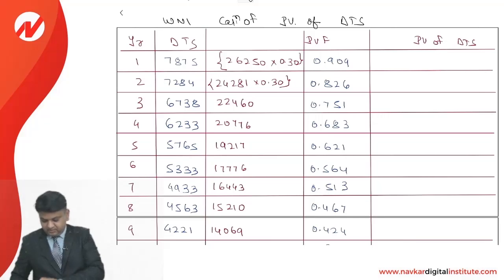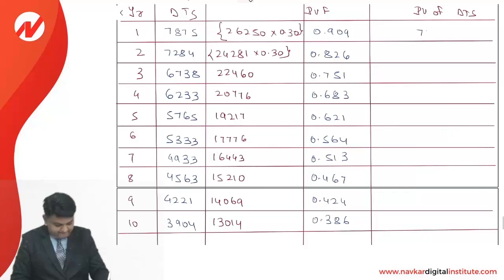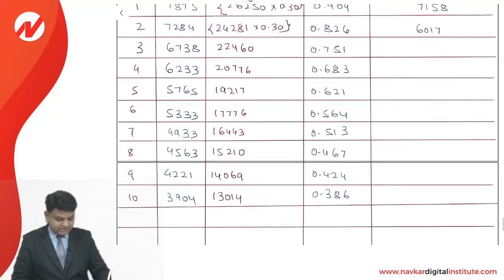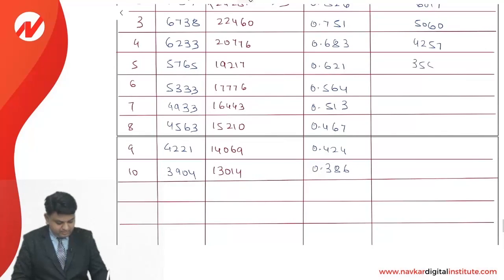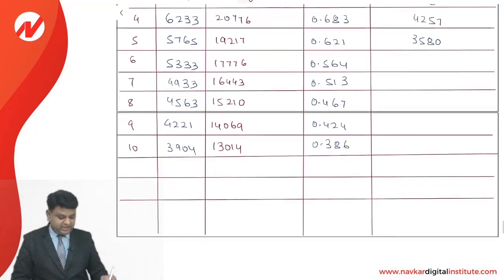7875 into 0.909, so 7158. 7284 into 0.826, 6017. 6738 into 0.751, 5060. 6233 into 0.683, 4257. 5765 into 0.621, 3580. 5333 into 0.564, 3008.